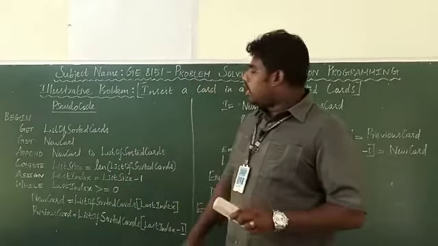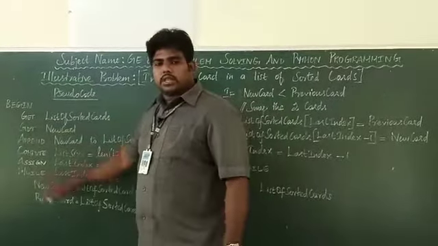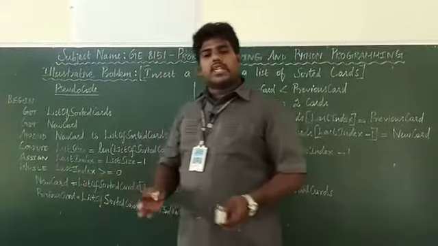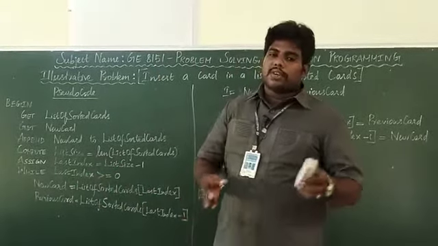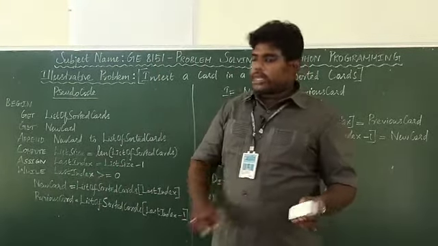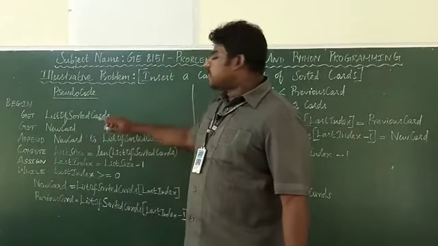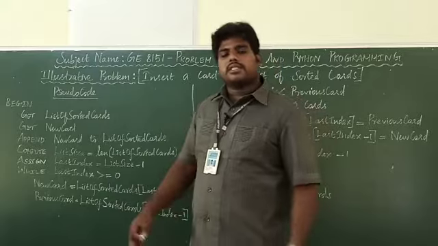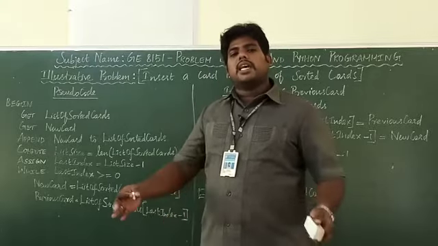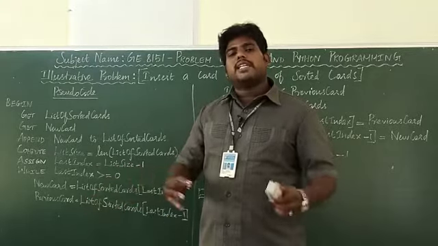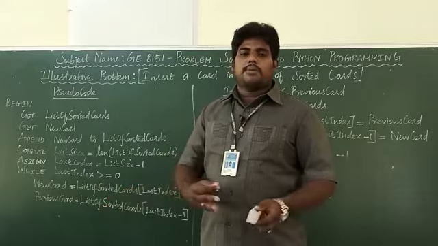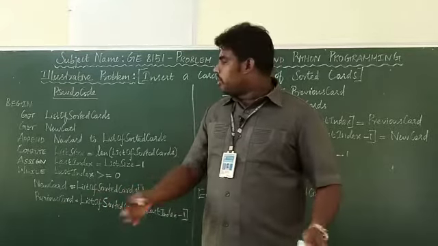Pseudocode always starts with keywords. We are writing the pseudocode with the help of keywords. So instead of start in the algorithm, here we have to use begin. After that, get list of sorted cards. Get list of sorted cards means you are getting the list of elements. You are creating the list from the user, for example, 1 to 5 or 1 to 10.